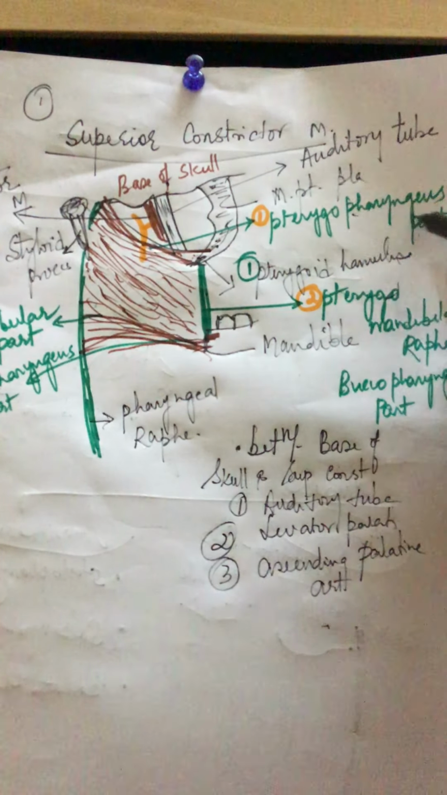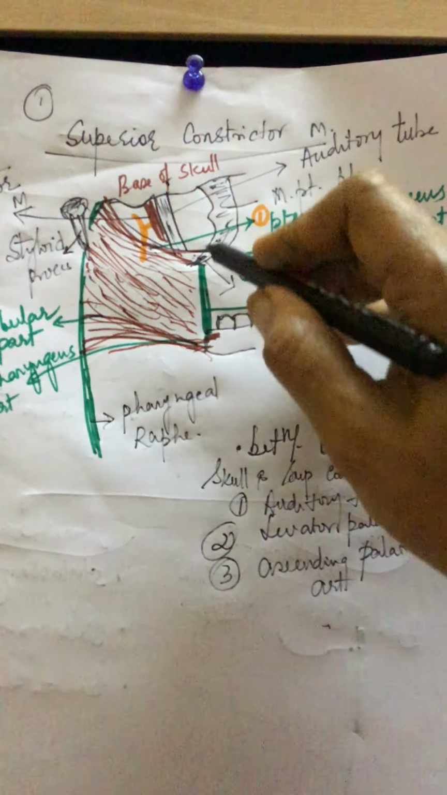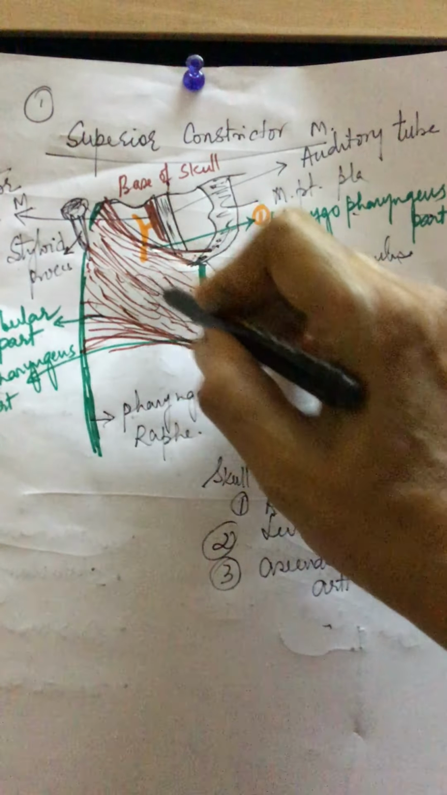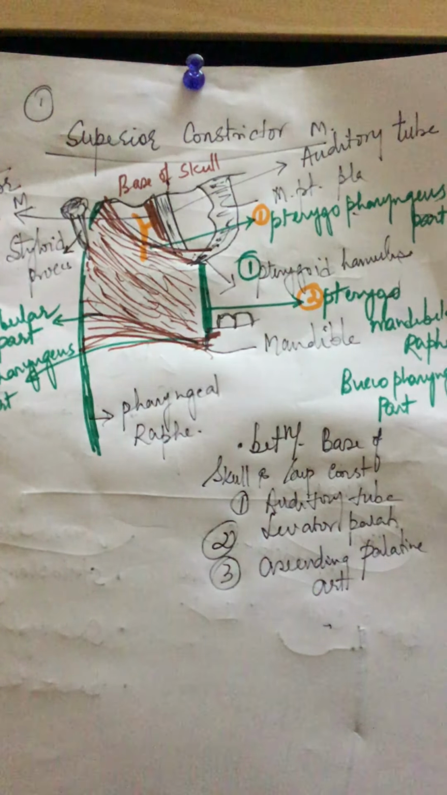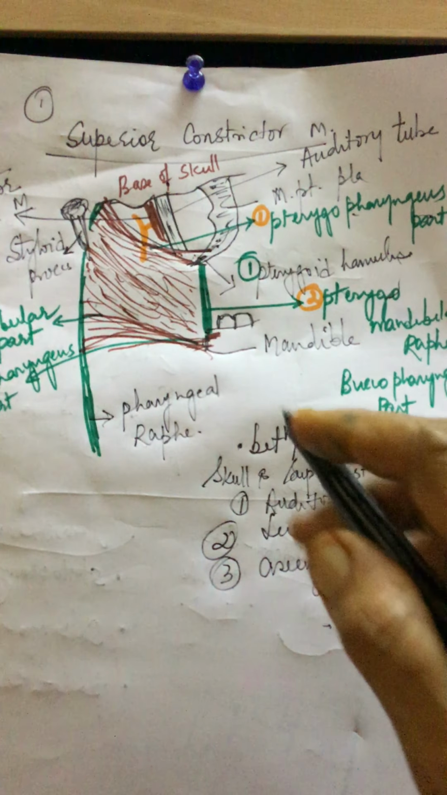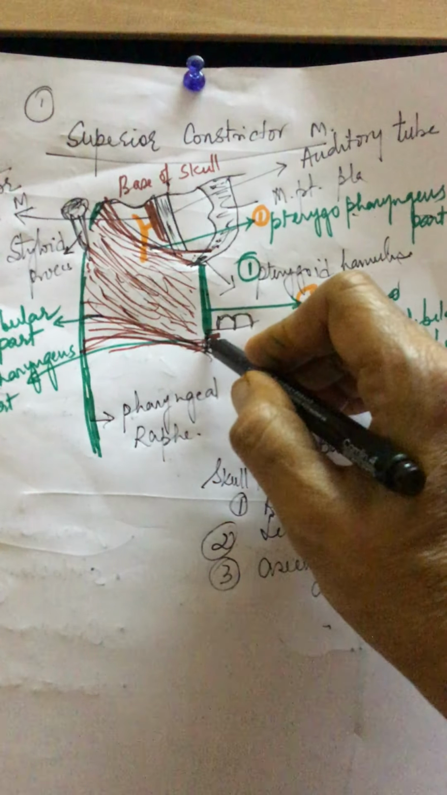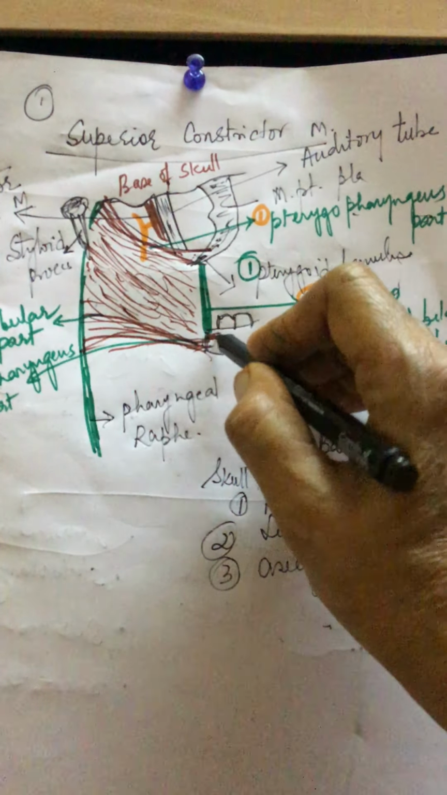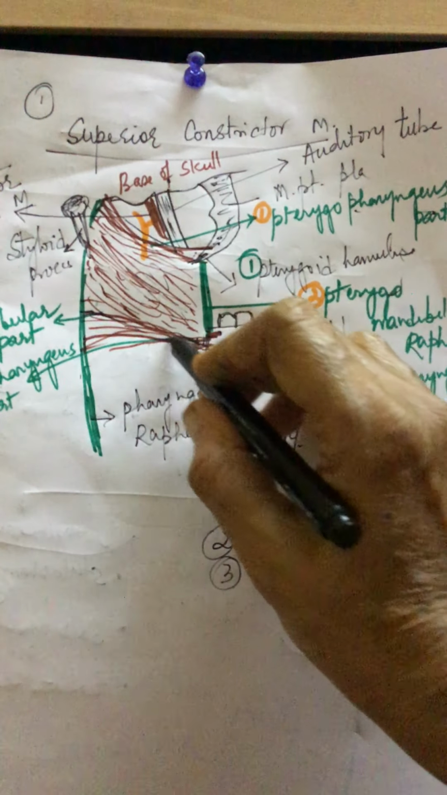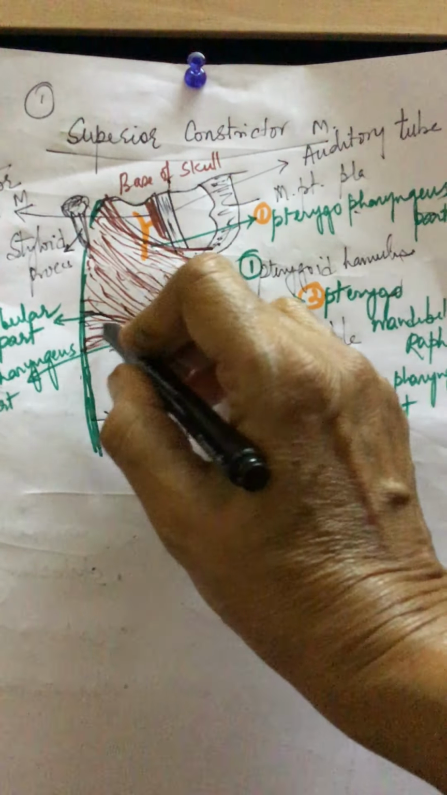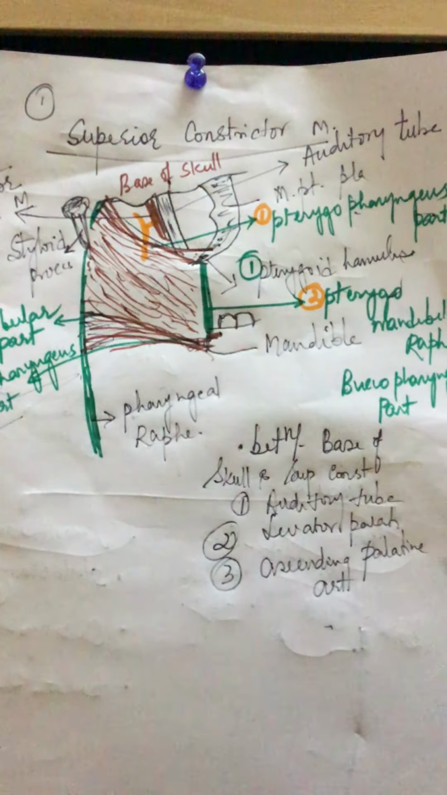So you call it the pterygopharyngeus part. From the pterygomandibular raphe, you call it the pterygomandibular portion or buccopharyngeal portion. Then from the mandible itself it takes origin, so this is the mandibular portion. And from the posterior part of the tongue it takes origin, so that you call the glossopharyngeal portion.